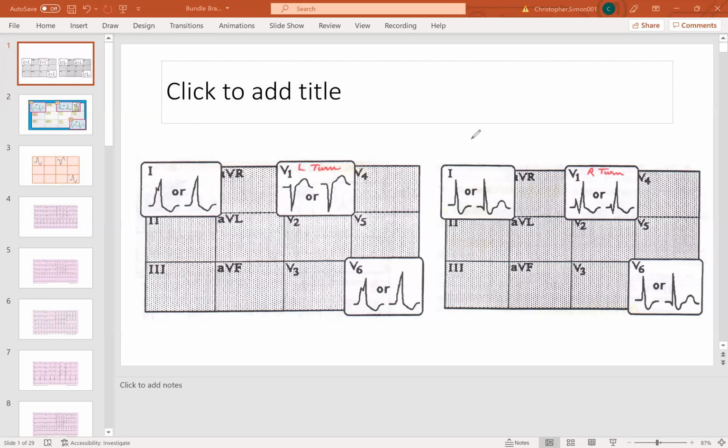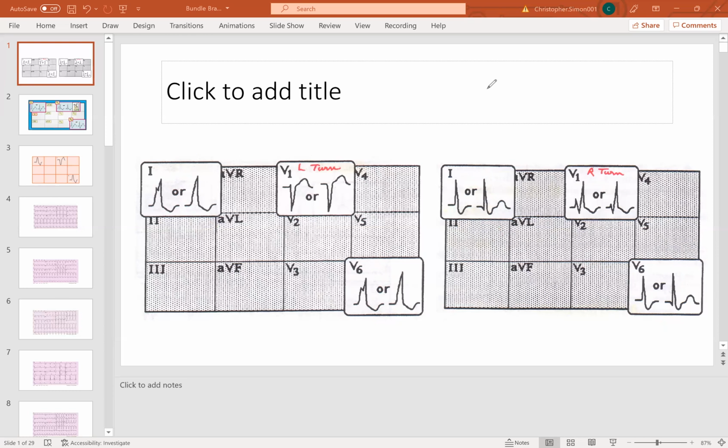QRS width that's less than 0.12 but greater than 0.10. I mean, we're getting really nitpicky here, right? But let's say you have that. Or let's say it doesn't have these criteria, okay? They call that an IVCD, an interventricular conduction delay. What that means is there is some sort of conduction delay, but it doesn't necessarily meet all the criteria for a left bundle branch block or a right bundle branch block. So just throwing that out there.